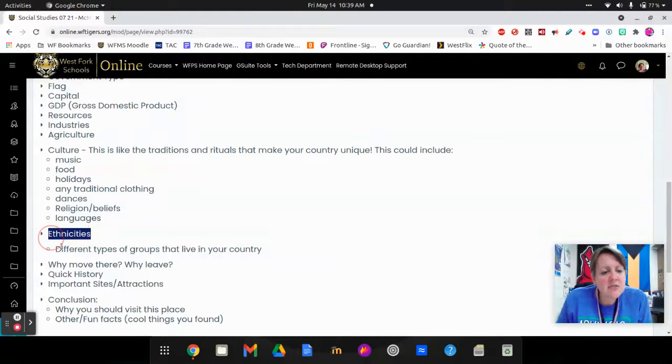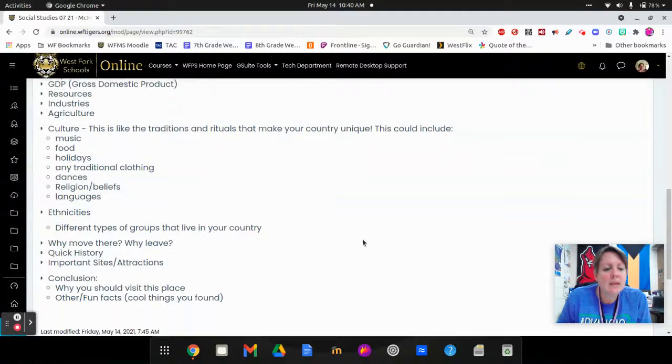Ethnicities mean the different types of groups that live in the country. You would think, oh, the Japanese people live in Japan. Yes, but there might be some other distinctive groups that are not originally from Japan that are also living there.